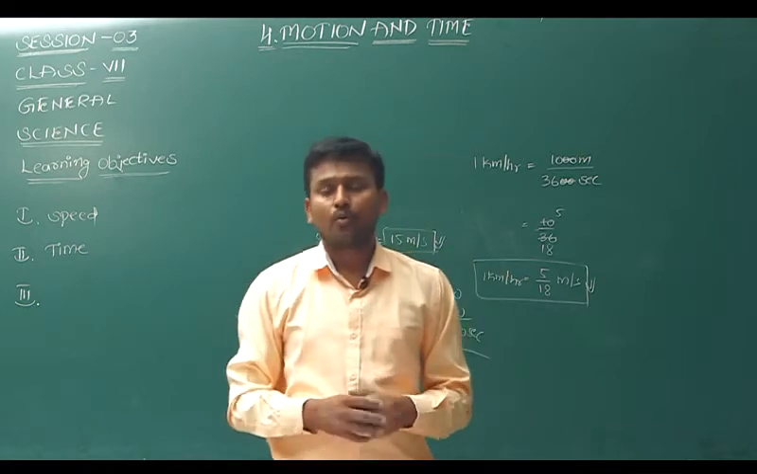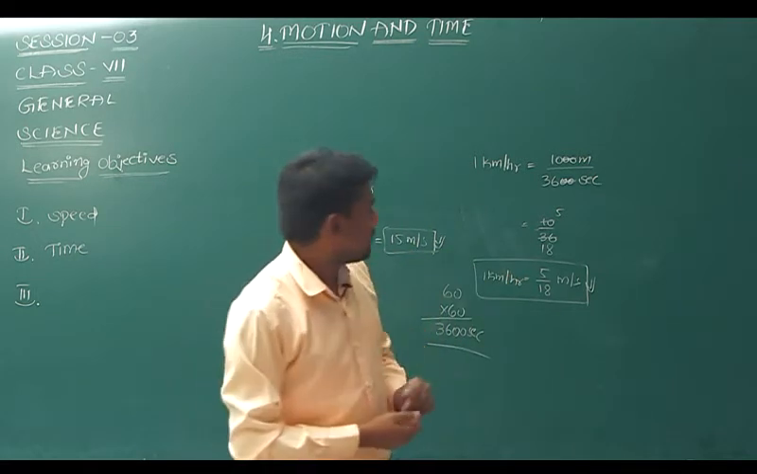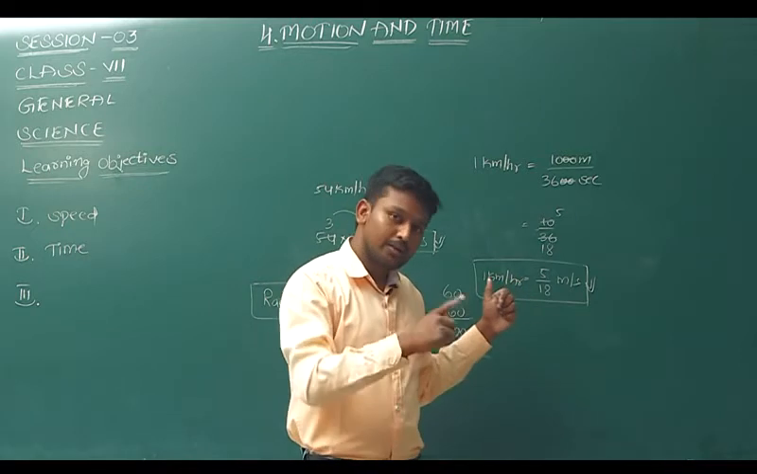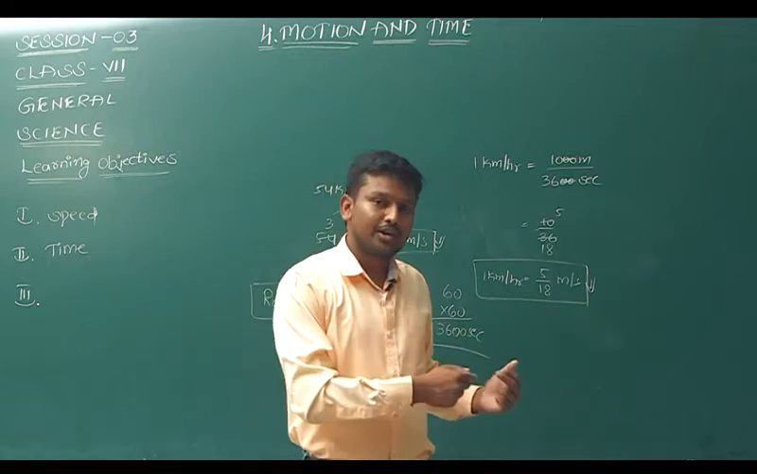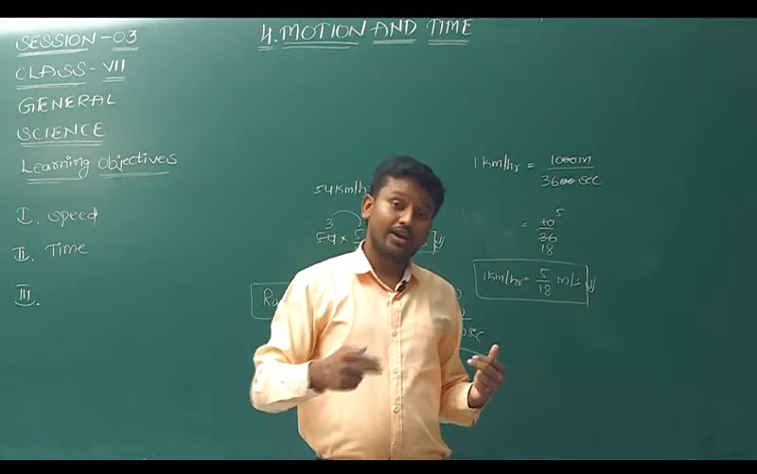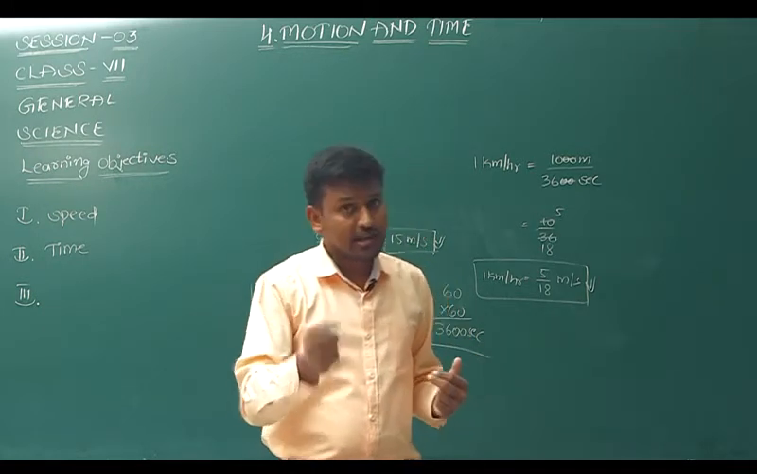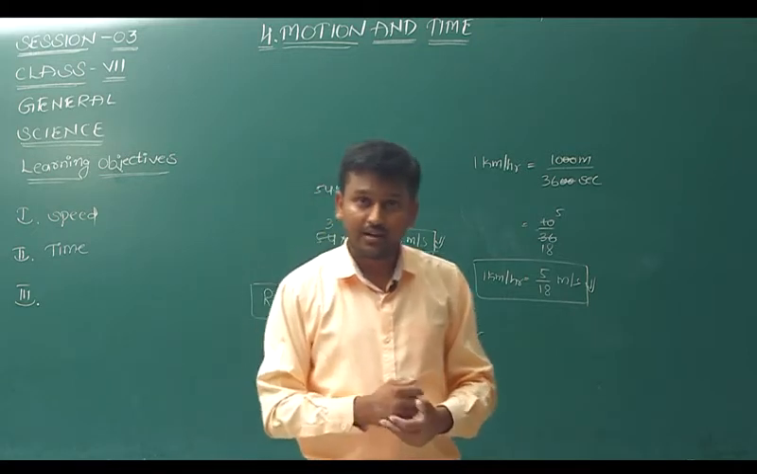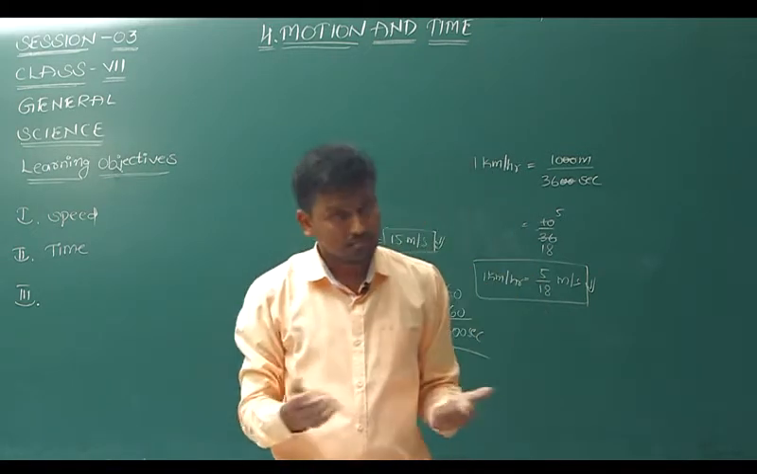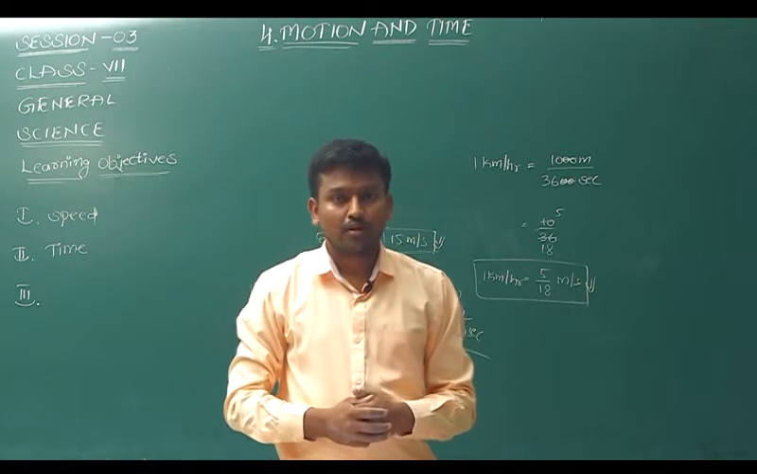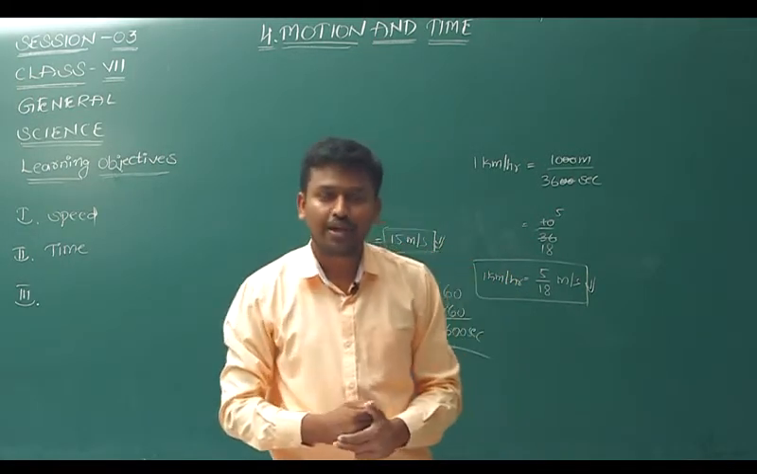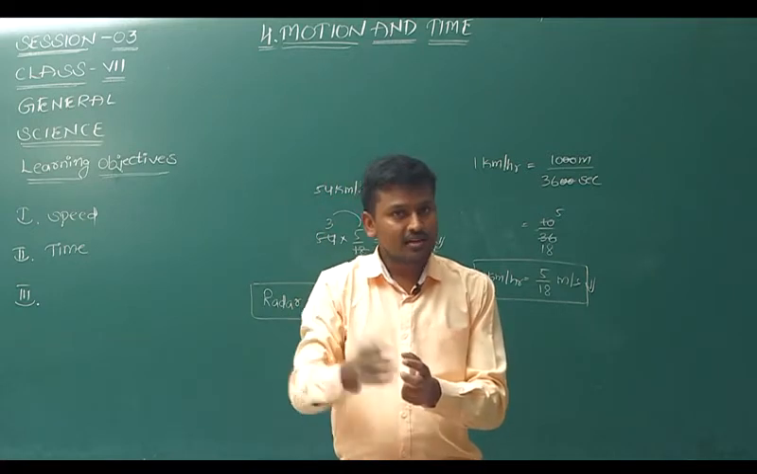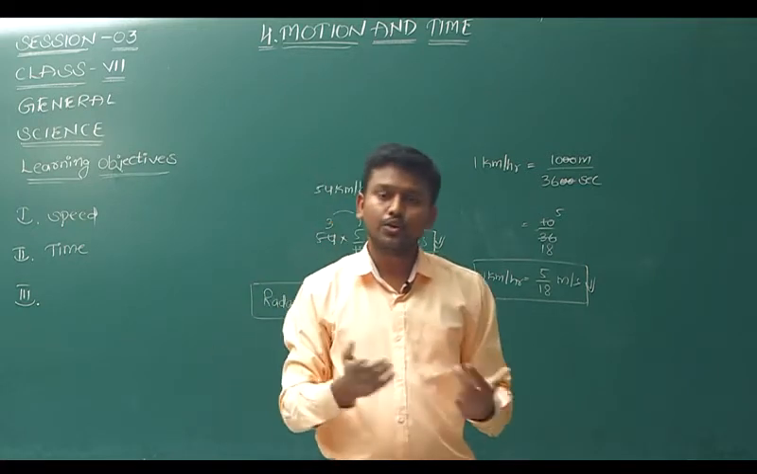And now, what are the units of time? We have seen units of speed, kilometer per hour and meter per second. What are the units of time? The basic unit of time is second, and we already said that hour is also a unit of time, and minute is also a unit of time. For example, 4 hours is also a unit of time. One day is nothing but 24 hours, it is also a unit of time.